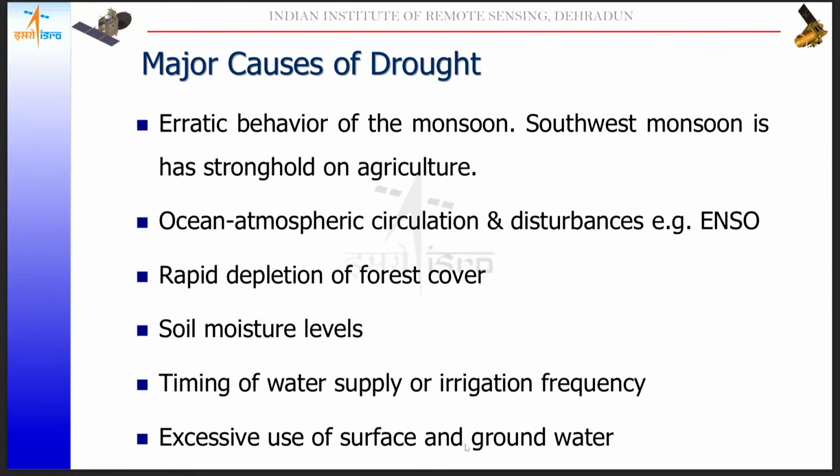And if that monsoon behaves erratically in terms of its availability, intensity and timing, it drastically impacts crop growth as well as survival in a number of areas. Along with this, there is the ocean-atmospheric circulation disturbance, more specifically defined as the El Nino Southern Oscillation phenomenon.